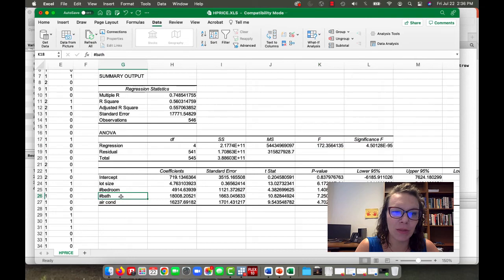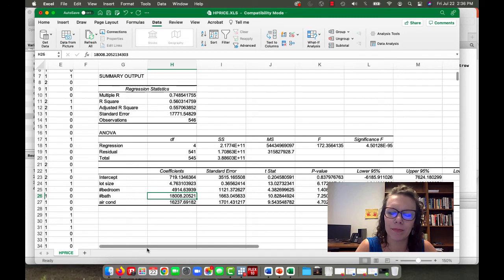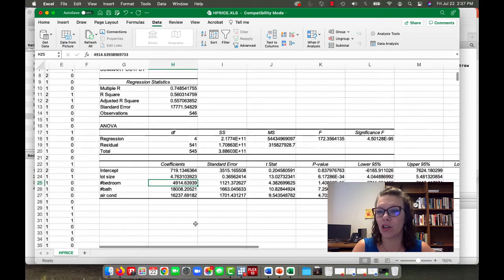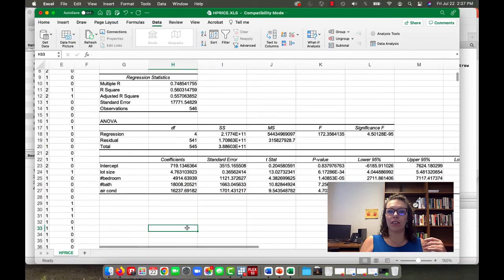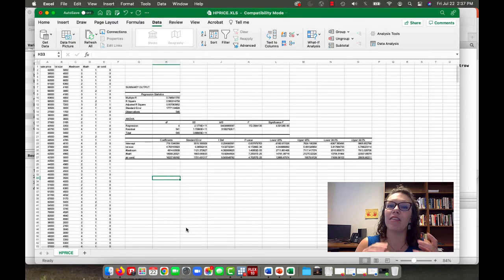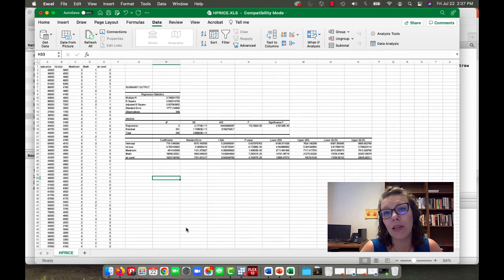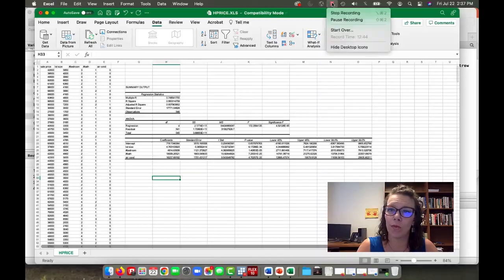So I can again interpret this and say, okay, well, each additional bathroom is going to tend to increase, sorry guys, sale price by $18,000. Each additional bedroom is going to tend to increase sale price by $4,914, and so on. Other software are going to have similar tables. It's going to have the same stuff. It just might be labeled a little bit differently, organized a little bit differently, but it's always going to have that same stuff.